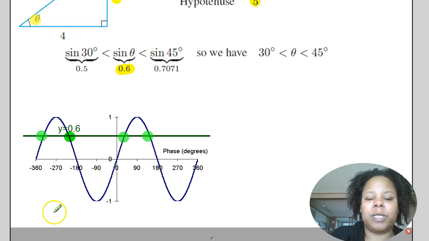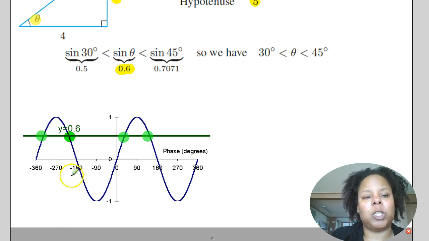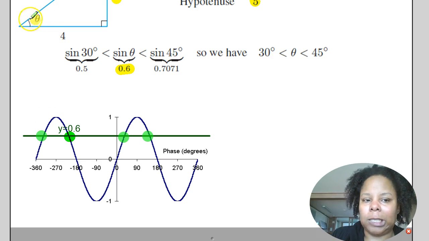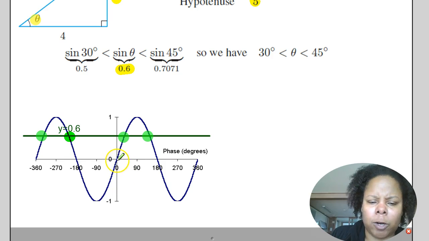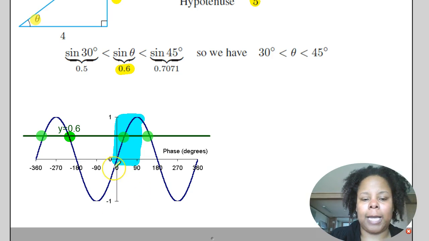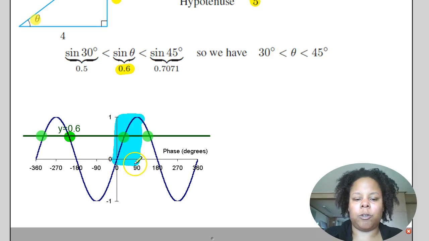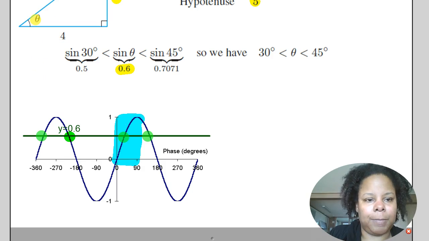But we're going to look at a specific domain of values because remember we're dealing with a right triangle and an angle in a right triangle, in this case, which is an acute angle. So in other words, we're looking at angles that are between 0 and 90 degrees. So actually we're looking at only this region of the graph because those are the only angles that are between 0 and 90 degrees. Okay, and my drawing wasn't exactly correct, but you get an idea.